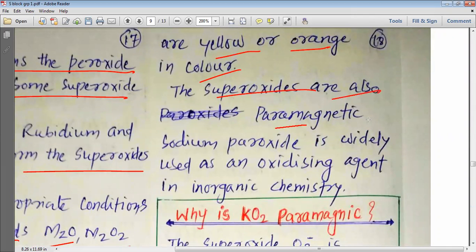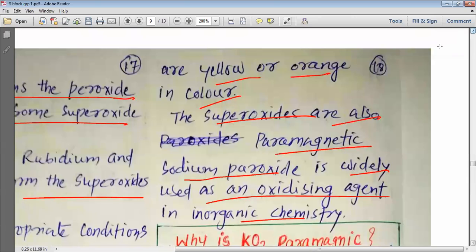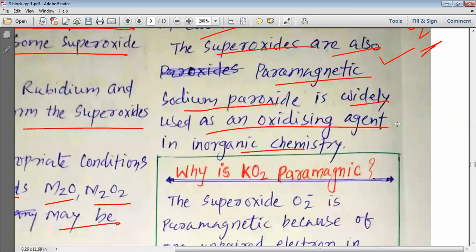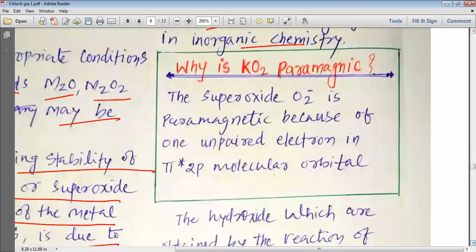The superoxides are also paramagnetic in nature. Sodium peroxide is widely used as an oxidizing agent in organic chemistry. First of all, let us look at this: these superoxides are paramagnetic and they have unpaired electrons present in them. We have even seen in chemical bonding that the O2 minus ion is paramagnetic in nature and has unpaired electrons by the molecular orbital theory. And sodium peroxide is used for the oxidation of other substances, so it is a very good oxidizing agent.